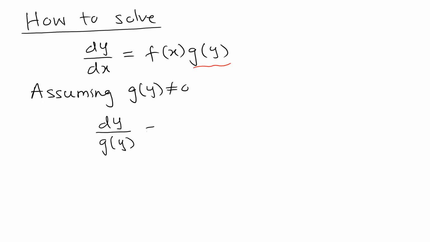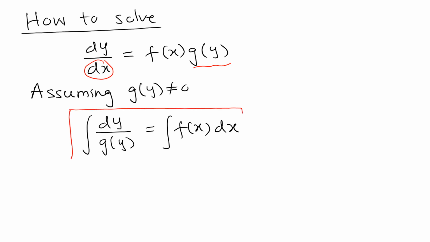On the other side, we bring dx over, so we can write this as f(x) times dx. Now we integrate both sides separately, and then you get the solution. After we do that, you find a function of y on the left side and a function of x on the other side. So this is the main formula to use for the separation of variable technique.